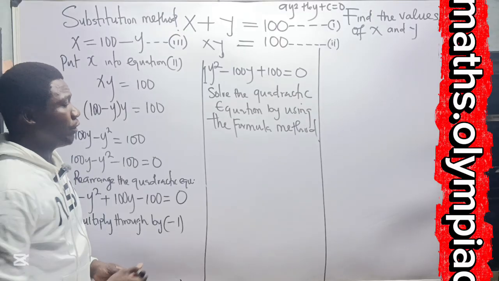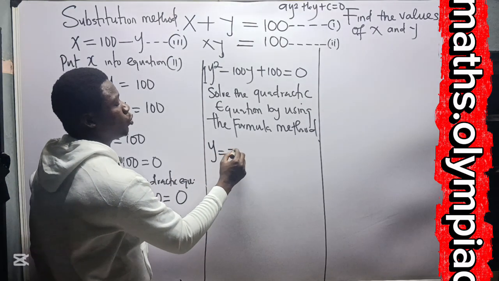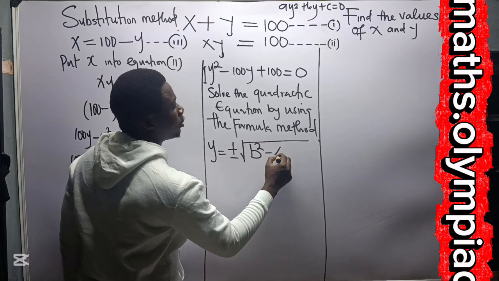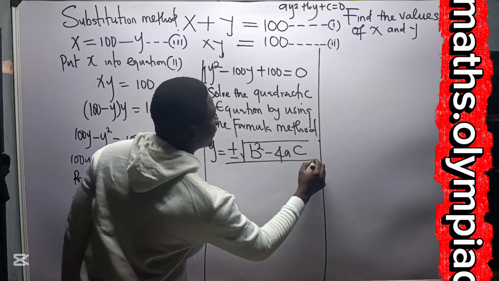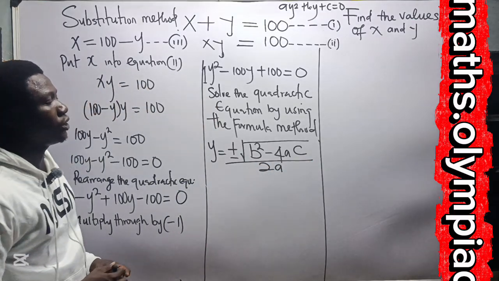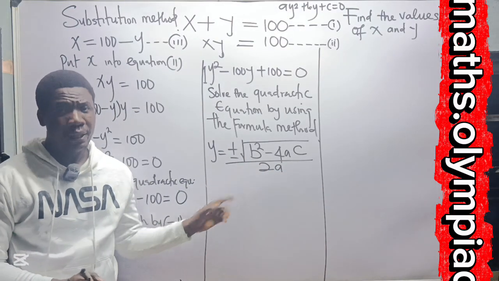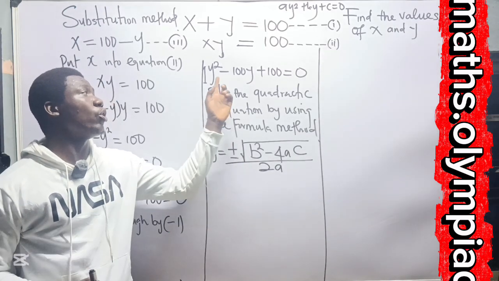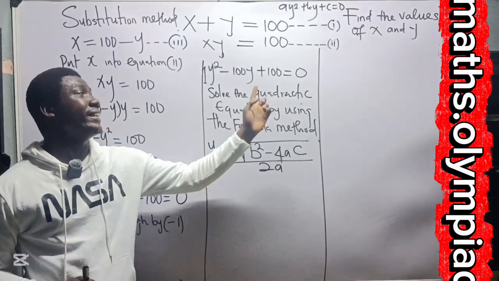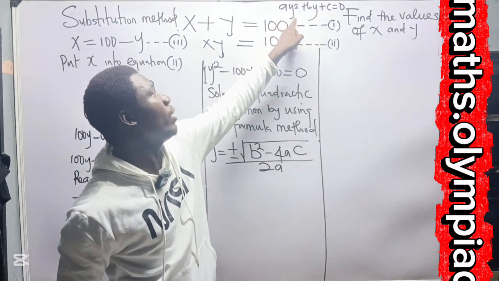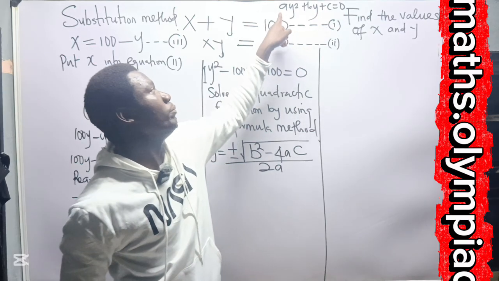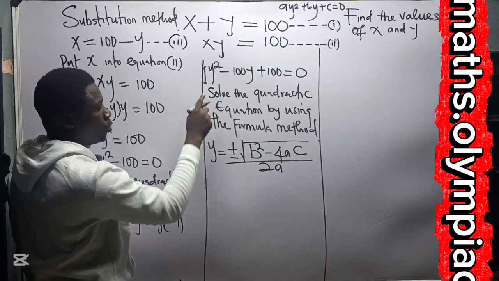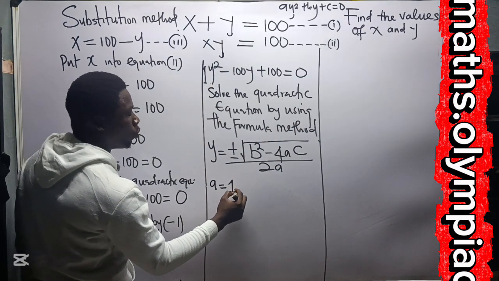And what's the formula? The formula says that y is equal to minus b plus or minus the square root of b squared minus 4ac, everything over 2a. This is your quadratic formula. Do you understand? Now, your a is the coefficient of y squared. Your b is the coefficient of y. Your c is the constant. If you look at this equation, ay squared plus by plus c is 0, it means that the coefficient of y squared is a. So if you compare this one to this question, you see that our a is equal to 1.